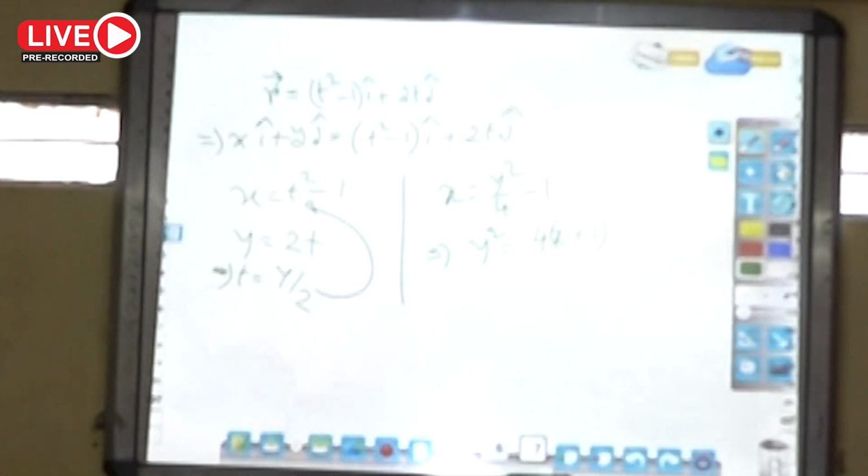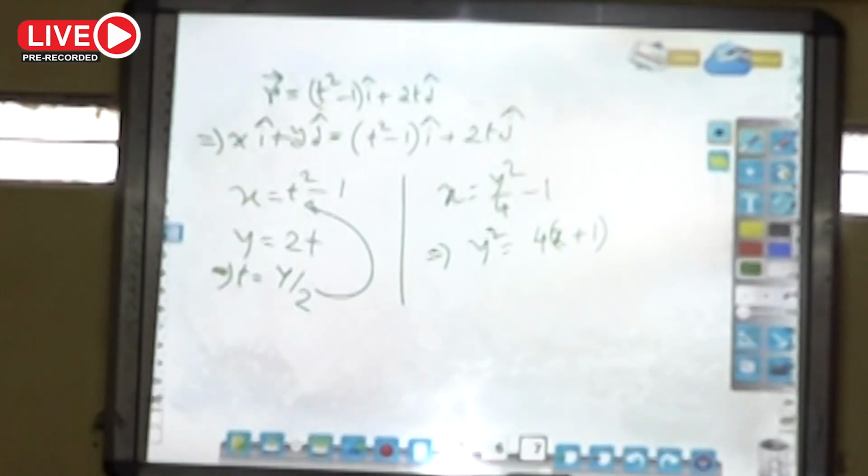This is the equation of a parabola. First power in x, second power in y. So whenever there is an equation of two variables containing the first power of one variable and the second power of the other variable, it will lead you to a parabola.